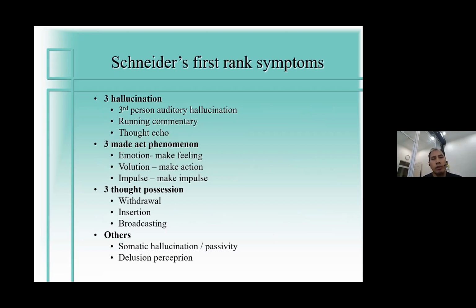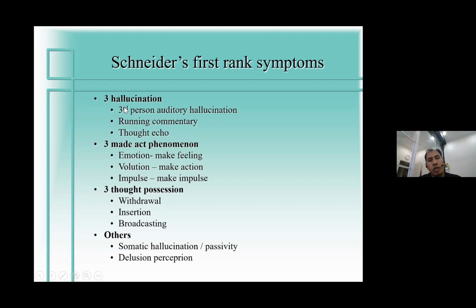Okay. You should be familiar with these Schneiderian first-rank symptoms. You have to remember. I'm trying to make your life easy. They are together 11. So how to remember it? This is what we call chunking. Chunking is to lump together. Okay, we have 3 hallucinations, 3 made phenomena, 3 thoughts. 3 of the 9. 9 plus 2.